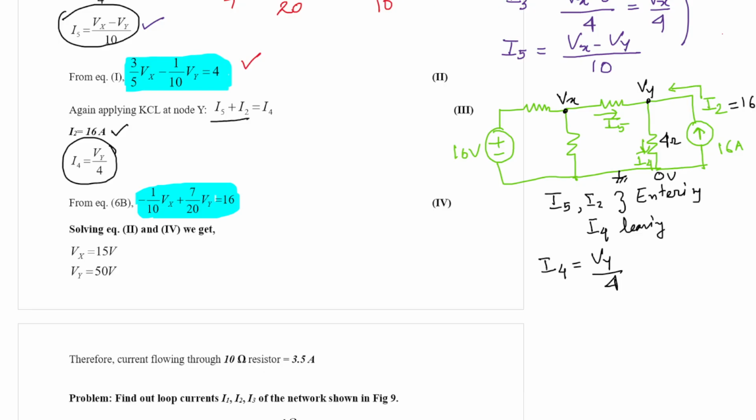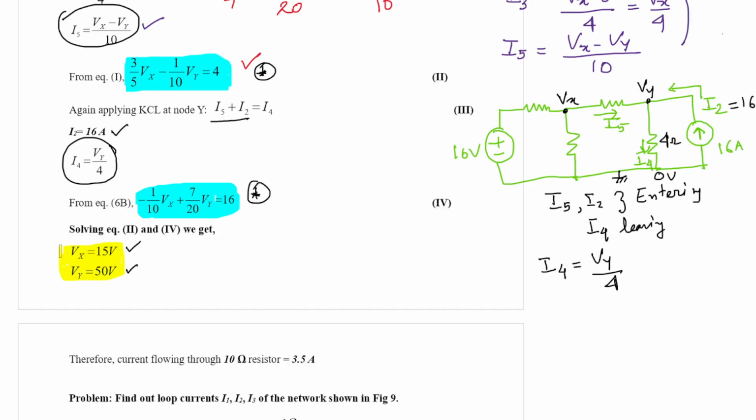So we have equation 2 and equation 4, these two equations. If you now solve, first you will get Vx is equal to 15 volt, and Vy is equal to 50 volt, which is a very interesting result.